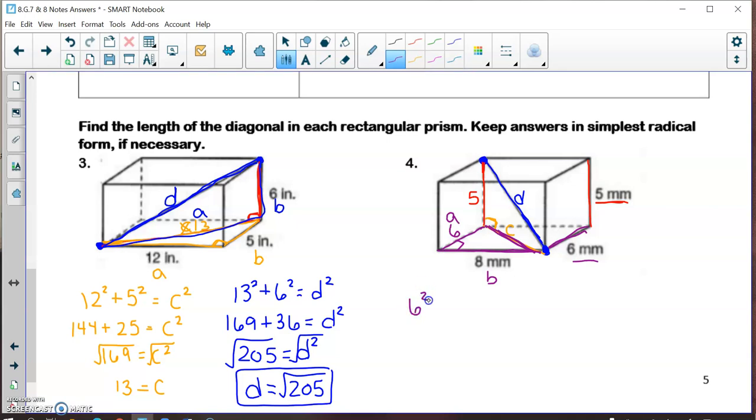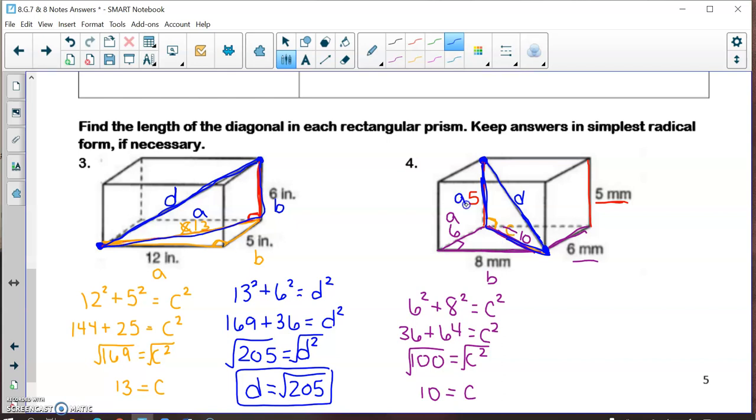So I'm going to do 6 squared plus 8 squared is equal to C squared. So I have 36 plus 64 is equal to C squared, which gives me 100 is equal to C squared. Taking the square root of both sides, I can do the square root of 100. C comes out to be 10. So I'm going to cross off C and put 10 there. And now on this blue right triangle, I have enough information to find my diagonal, which is my hypotenuse.